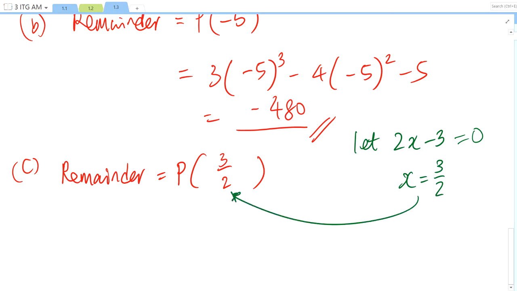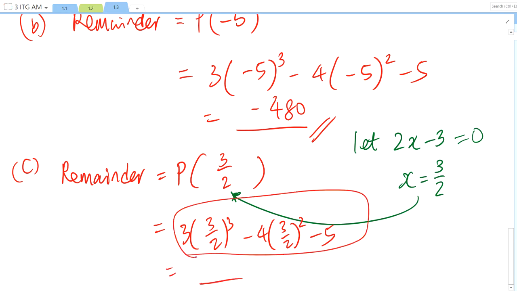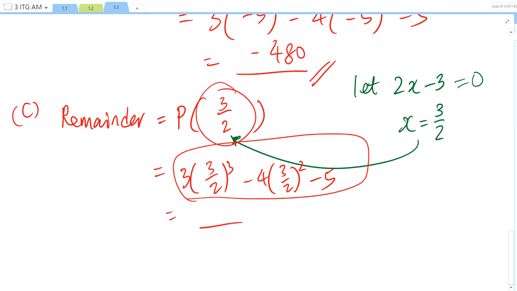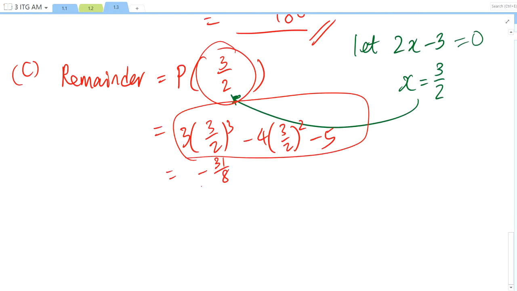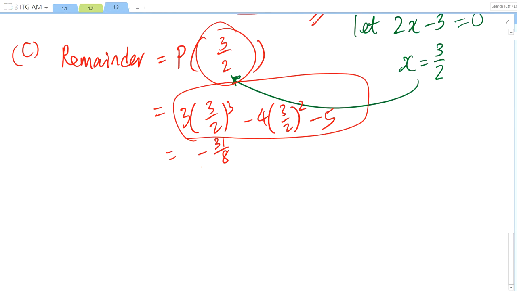Substitute it inside here. So again, 3/2 cubed minus 4 times 3/2 squared minus 5. Answer. Always show this step. Show the substitution. Show what you substitute in. And what's the answer? Negative 31 over 8. Is it the correct answer at the back? Okay, very good. All cool with this? Yes.